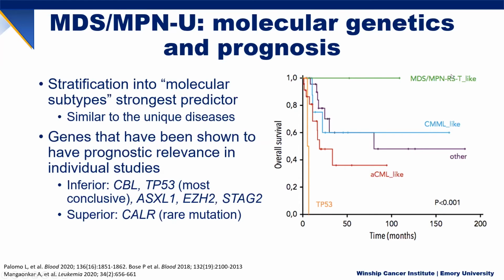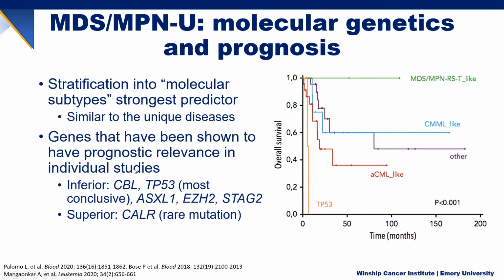So we saw before, as we've discussed, that MDS/MPN-RS-T is the most favorable disease to have. And so the patients who have genetics that look a lot like that disease did the best. Again, atypical CML was typically the more aggressive one of these diseases, and that was similar here. And then lastly, these TP53 mutated patients. This is a gene that, across bone marrow cancers, tends to be correlated with worse outcomes, increased progression to leukemia, and worse survival. And that's very much what they saw with this disease as well.